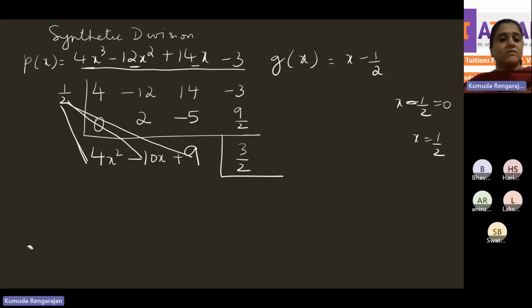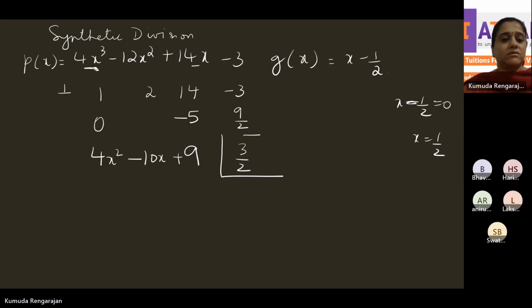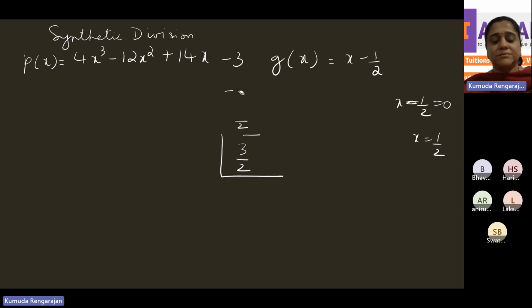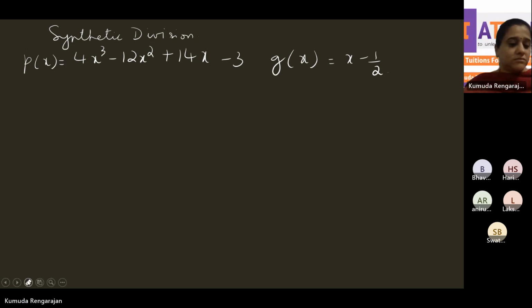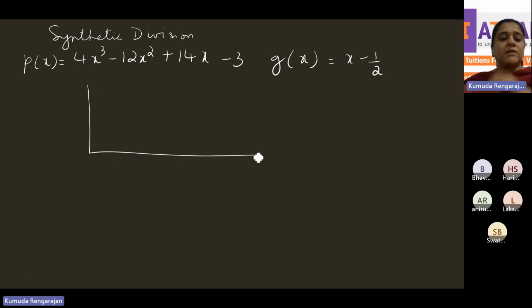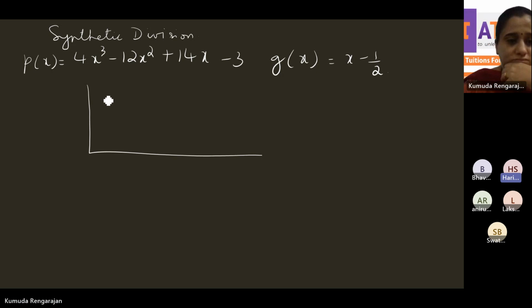We'll do this again. Pranav, you can try. You tell me. I'll write as you say. Okay? Okay, miss. Yeah, Pranav. 4, minus 12, 14.